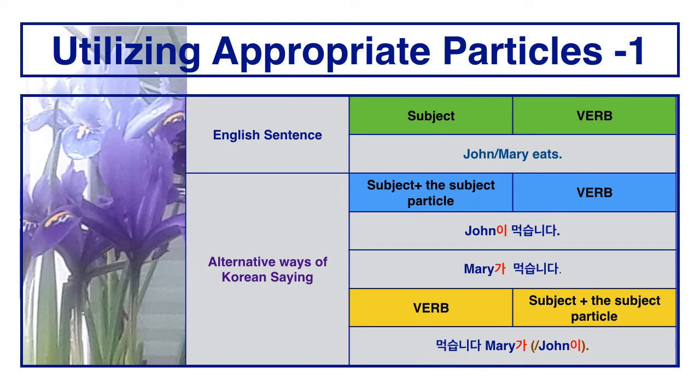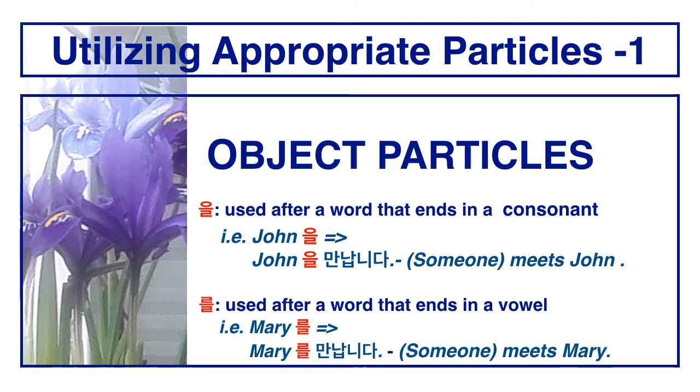This is the Korean sentence commonly used, but the other way of writing Korean sentence for the same meaning is 먹습니다 John이 or 먹습니다 Mary가. Let's learn object particles. There are two object particles in Korean language which are 을 and 를.